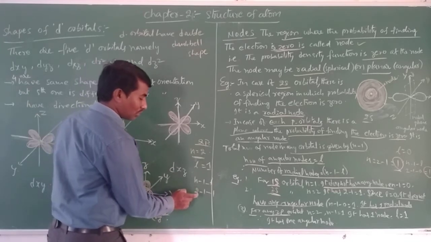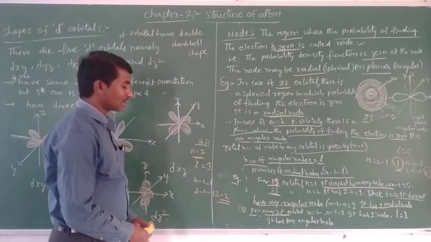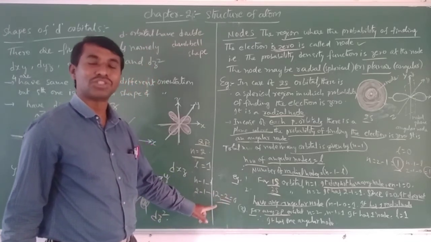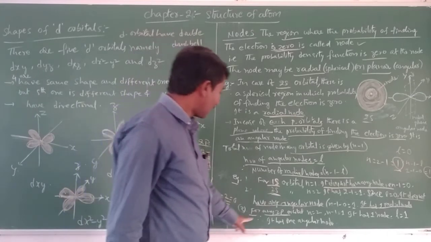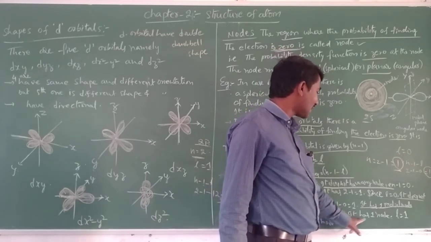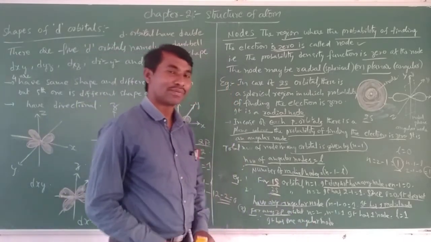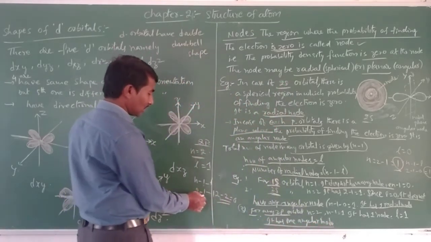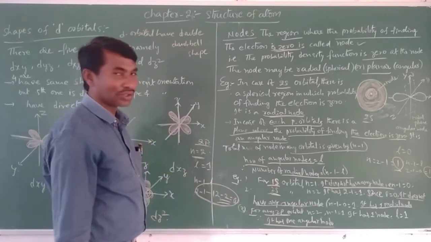So this is 0. That means the radial node is 0, but the angular node is 1. Okay. For the 2p orbital, n equals 2, n minus 1 equals 1. It has one node, but since L equals 1, it has one angular node. Therefore, the radial nodes are 0. You understood?